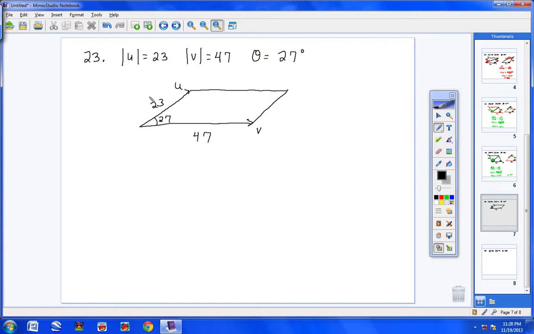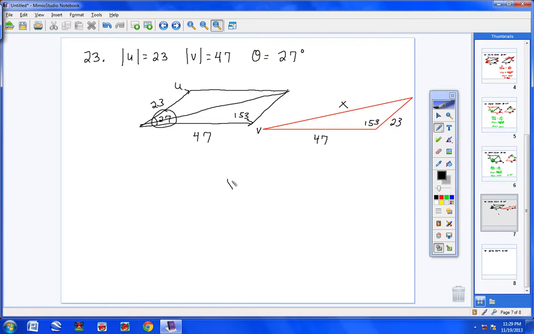We're asked to find the sum of U and V, which we've learned by now is the exact same thing as the length of this diagonal right there. So let's find the length of that diagonal, and that'll be the exact same thing as adding vectors U plus V. So let's pull this over right here, and let's quickly label what we have. Now remember, if this is 27 degrees, then this right here is going to be 153 degrees, because 153 plus 27 is 180. So this is 153 degrees. This has a length of 47, and if this is 23, then this will be 23. And we're going to find this right here.